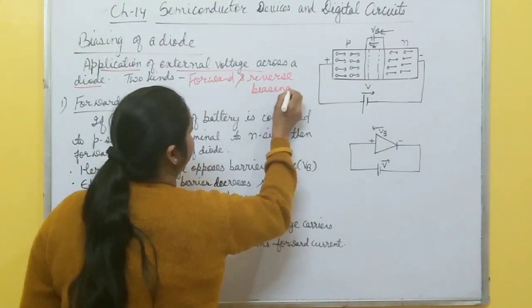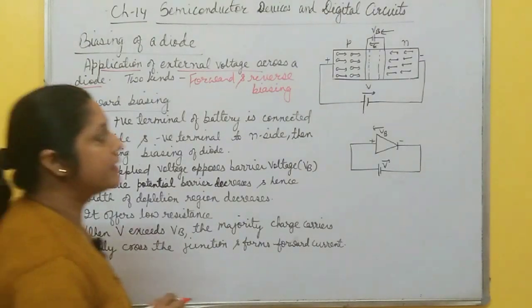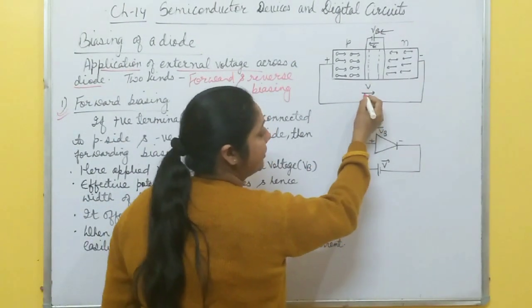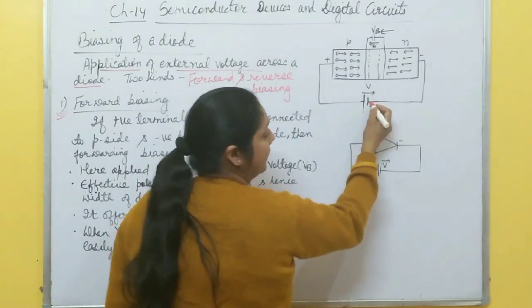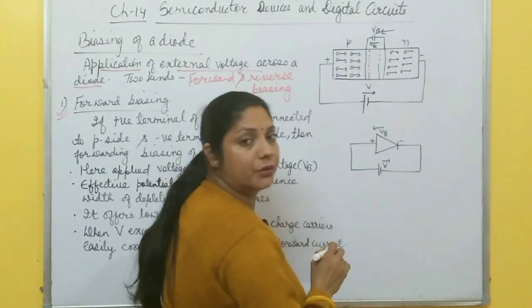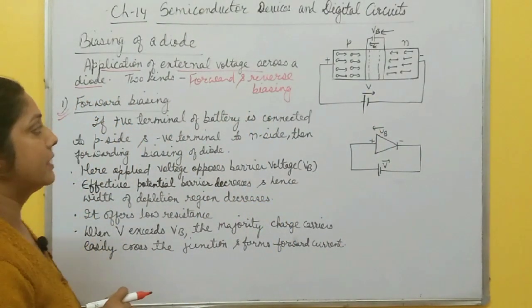Now, what is this forward biasing and reverse biasing? First, I will discuss forward biasing. Forward biasing means if the positive terminal of the external battery is connected to the P side and the negative terminal of the battery is connected to the N side, then this type of biasing is called forward biasing.